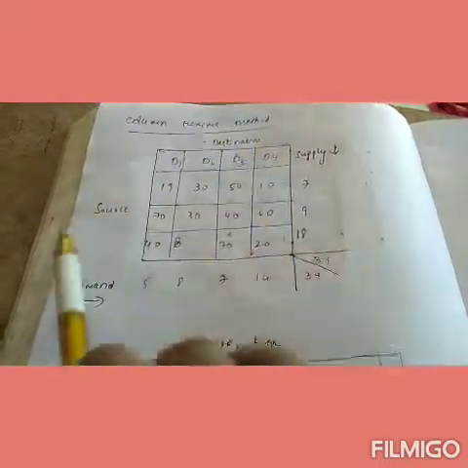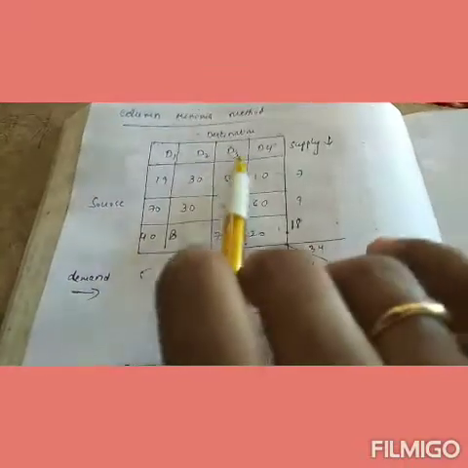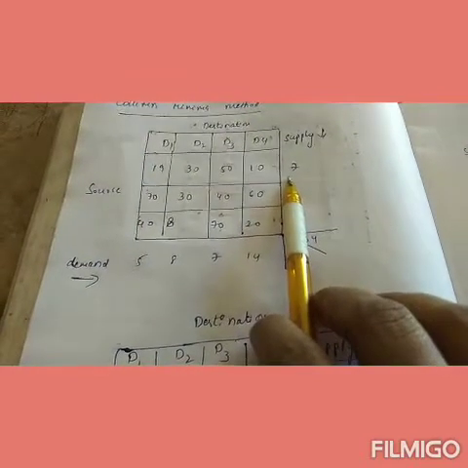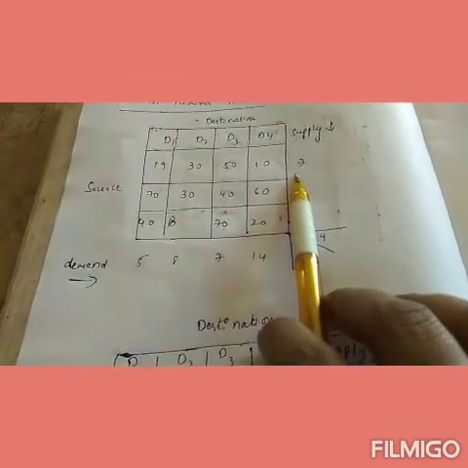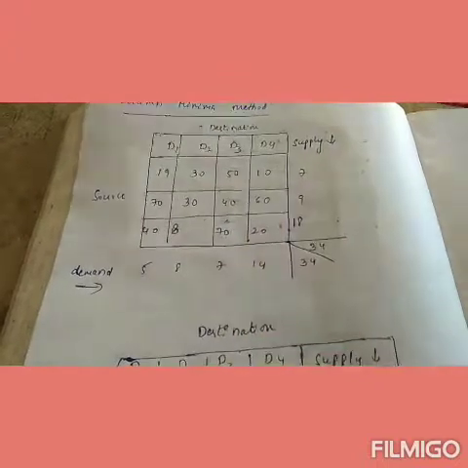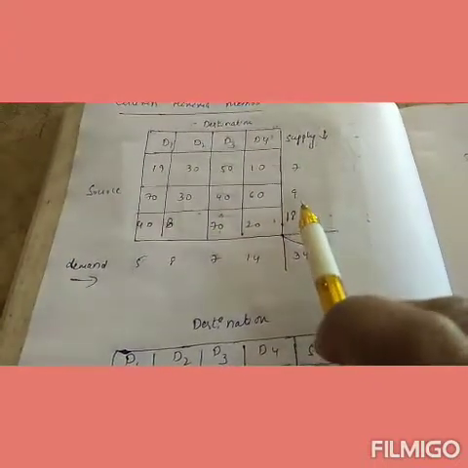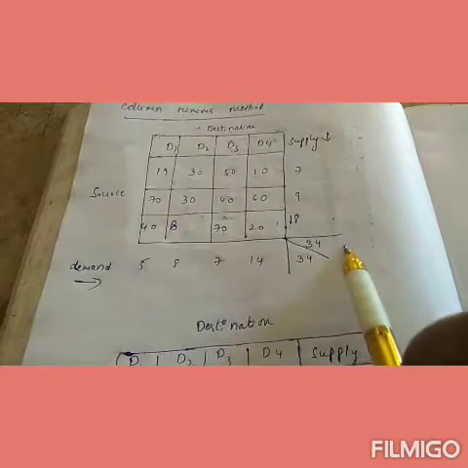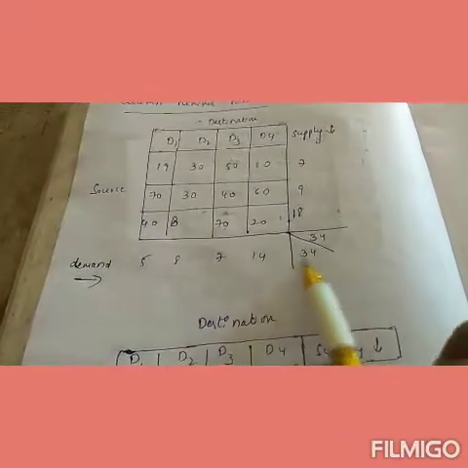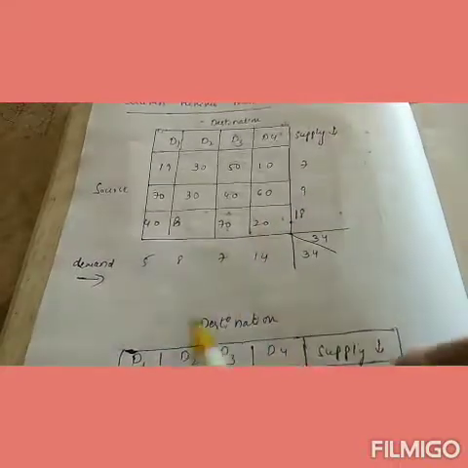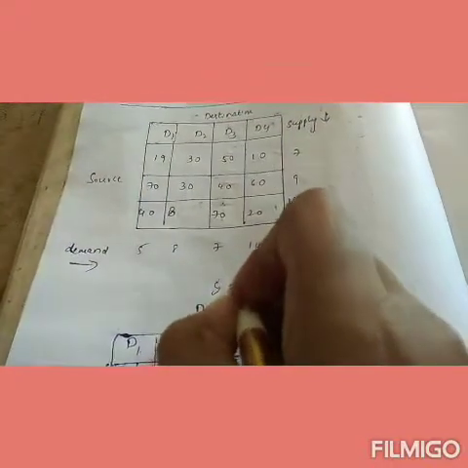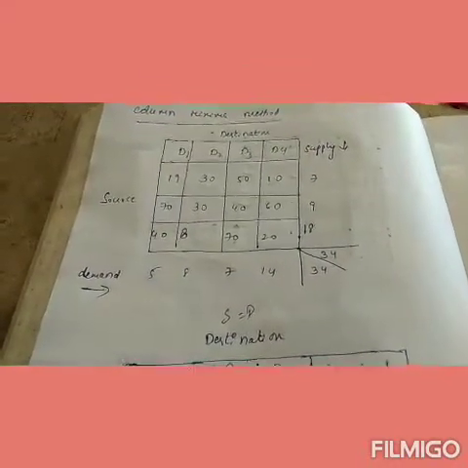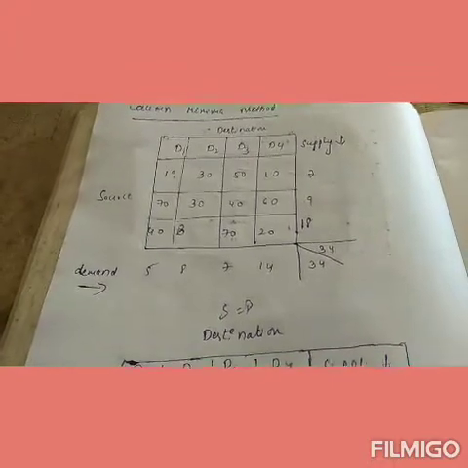This is destination and this is the source, D1, D2, D3, D4, and this is supply and this is demand. First of all, how to check whether it is a balanced or unbalanced transportation problem. Our supply is 9 plus 7 plus 9... 16, 16 plus 18 is 34, and demand 5 plus 8 plus 7 plus 14 is 34. So here our supply is equal to demand. If supply is equal to demand, it is a balanced transportation problem.